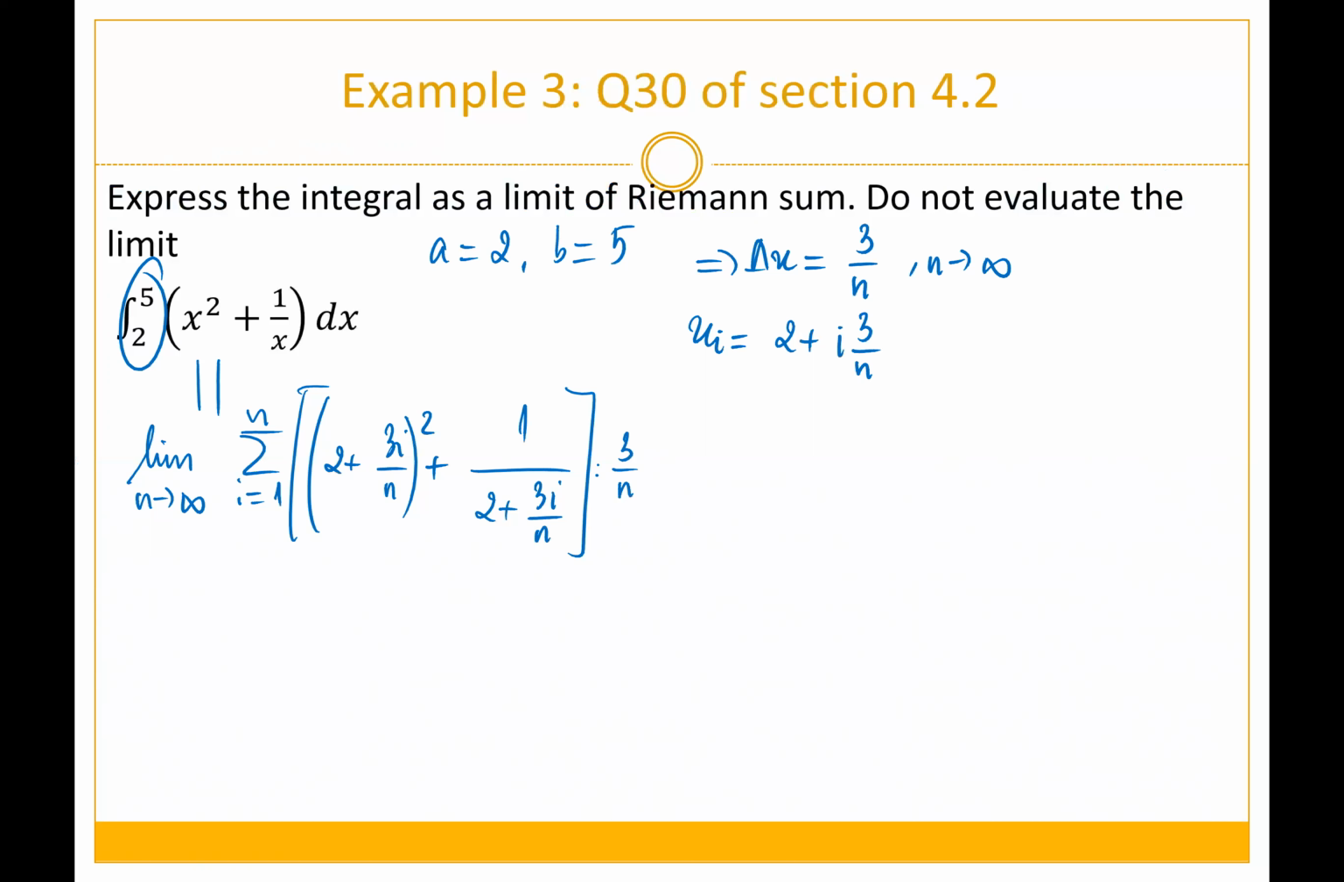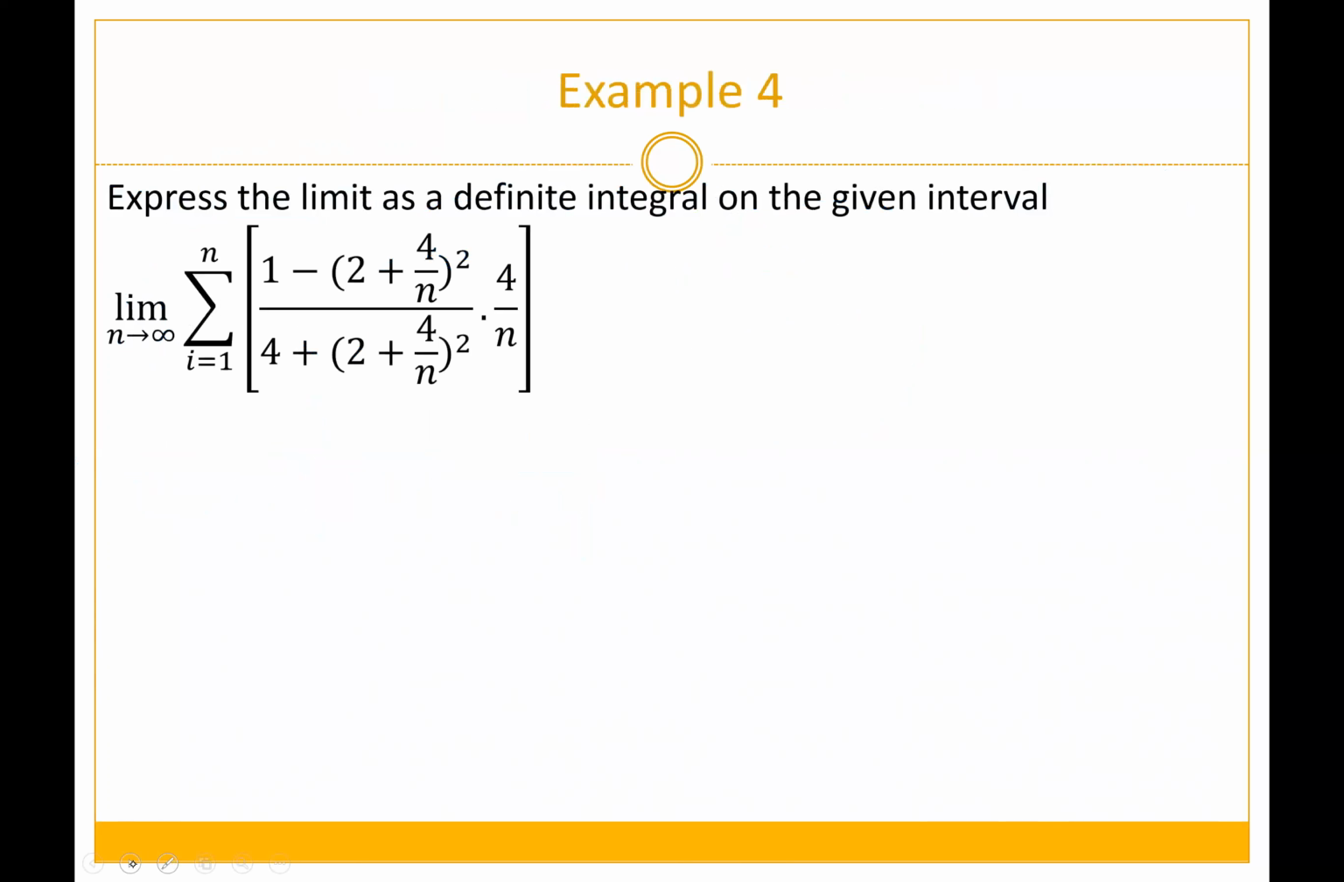So just the thing to note here is that whenever you are asked to express an integral, the two things that you need to specify are xi, the general formula for xi, and delta x. After that, you just need to plug in. Delta x is going to be the one for dx, and xi is just going to be plugged in here. So that's example 3.